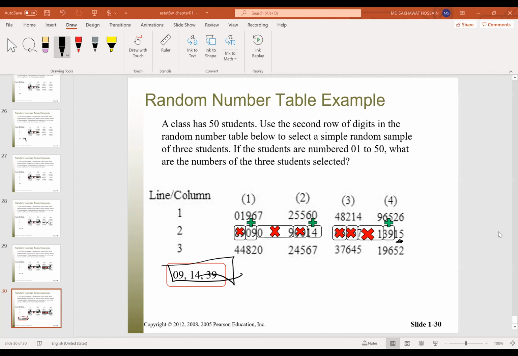Actually, this is all about the first chapter. In the first chapter, we only covered section 1.1 and section 1.2. We are not going to cover the other sections.